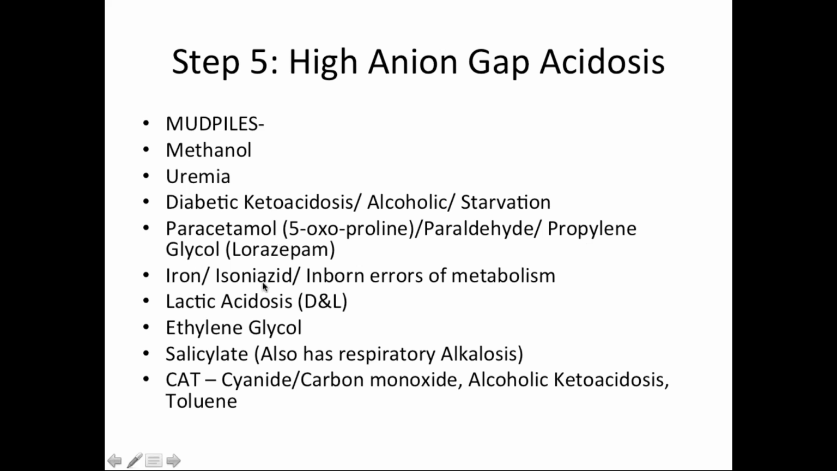With I, you have iron, isoniazid, and inborn errors of metabolism. L is lactic acidosis, both D and L lactic acidosis. E is ethylene glycol. S is salicylates, which is usually also associated with some respiratory alkalosis. And then there's a new addition to it, which is MUDPILES with CAT. The CAT stands for cyanide, carbon monoxide, A is for the alcoholic ketoacidosis, and T for toluene. So if you want to do the new one, it's MUDPILES CAT.